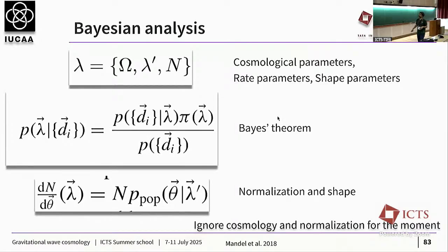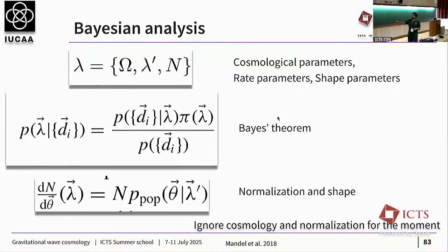Then we said that for the moment, let's ignore cosmology, so this omega goes out. What you're dealing with is only these shape parameters, lambda. So lambda given the data, this is just pure Bayes theorem: it is data given lambda times the prior on the parameters, divided by the evidence. The parameters that are drawn from this population shape, we'll call them theta. Theta will include the mass, spins, etc.